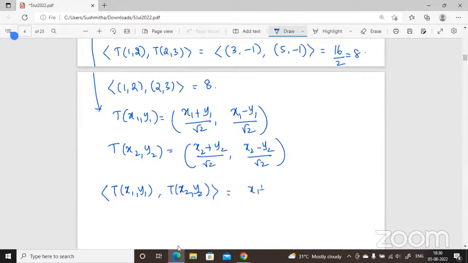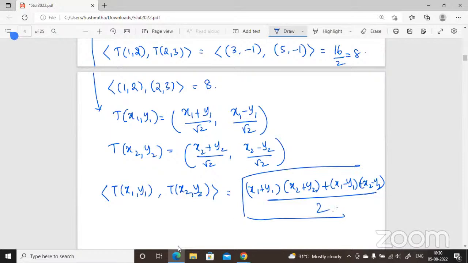x1 plus y1 into x2 plus y2 upon 2. X1 and the other x term, right? Plus, yeah. By 2. So you have to expand this and then check whether that is equal to this. It will be equal. Okay, that's sufficient to check the general case.